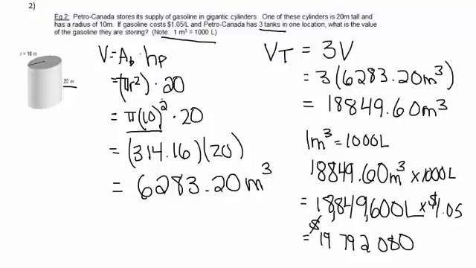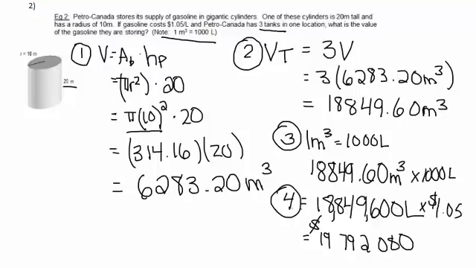So again, let's make sure our steps are clear. First, we found the volume of 1 cylinder, then we found the total volume, 3 cylinders, then we converted that into liters so that we could find the price because we were given the price in a value per liter. And our final answer is listed right here as to how much the entire amount of gasoline will cost.